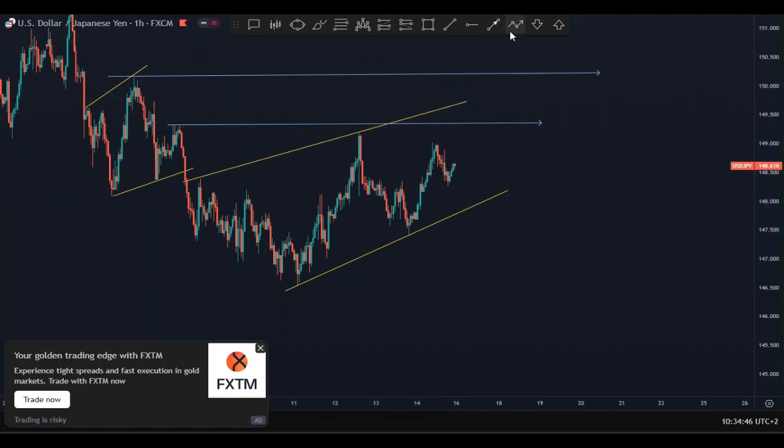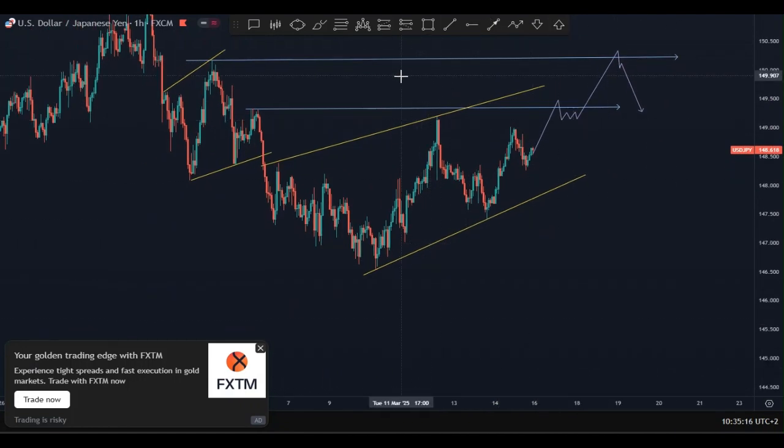So yeah, what I'll be expecting, guys, is an entry after the break of this whole point, and then it comes back in here, maybe giving us a small correction, or it continues going up, breaking this, then coming back, giving us a small correction, and then we're taking the move to the downside, right? So that's what I'll be expecting for the USDJPY.